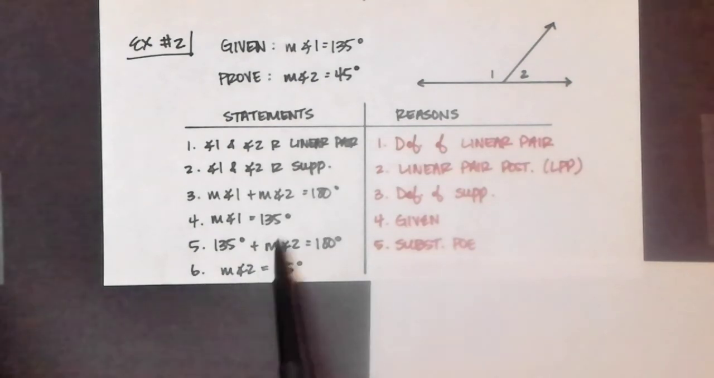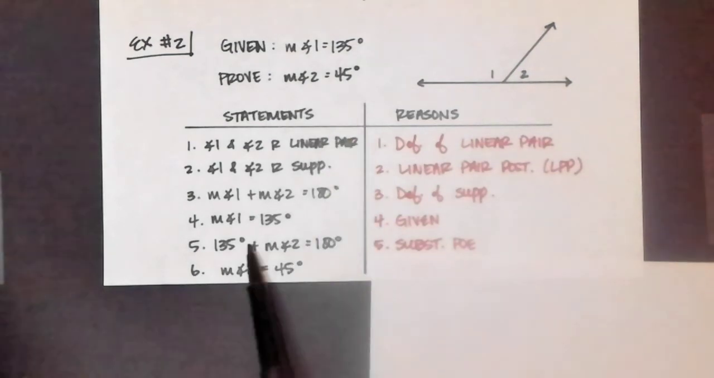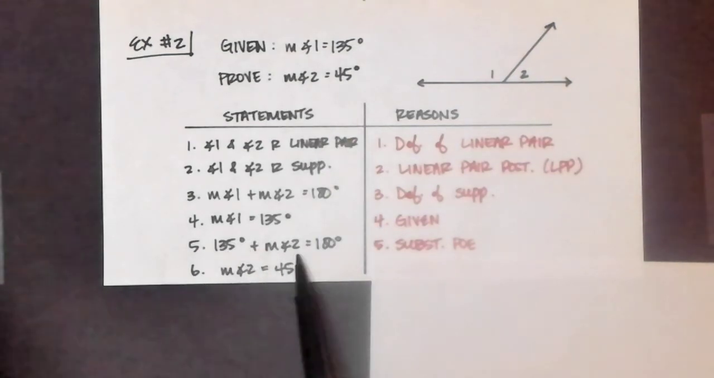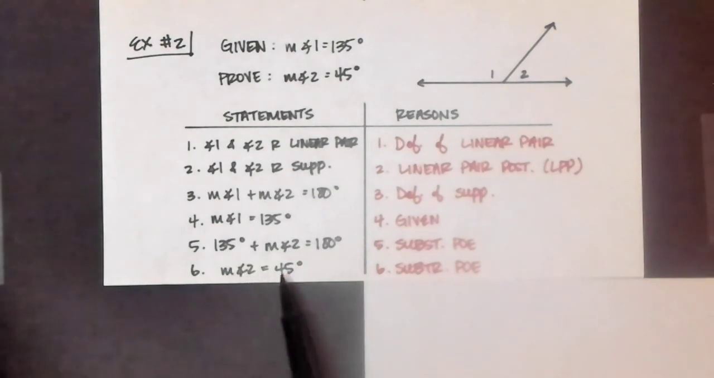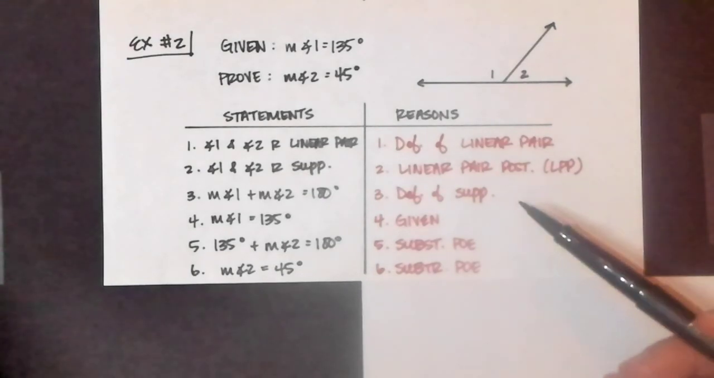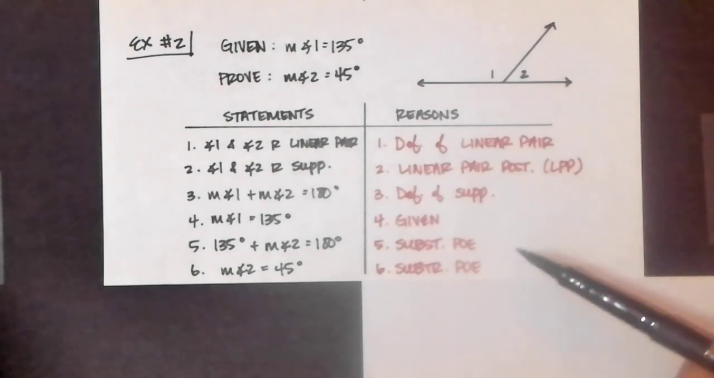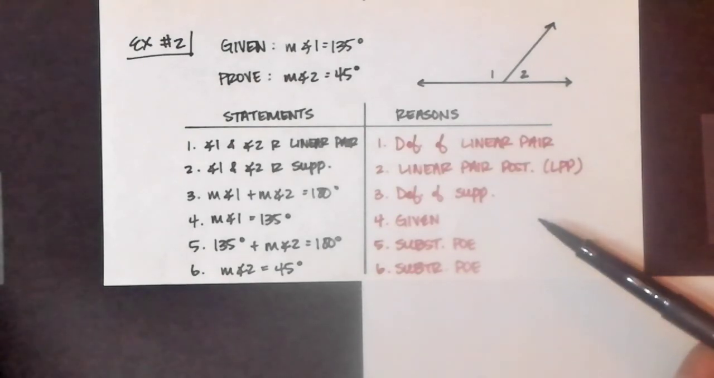And last, to get the measure of angle 2 all by itself, we have to subtract this 135 degrees in order to move it over. So I use the subtraction property of equality. And that's when our proof is completed, right? Our proof statement matches this last statement here, so we know we're done. Now, these are not a full exhaustive list of justifications, but these are ones that will give you a really good basis and allow you to solve pretty much any of the proofs that you might see in this class.